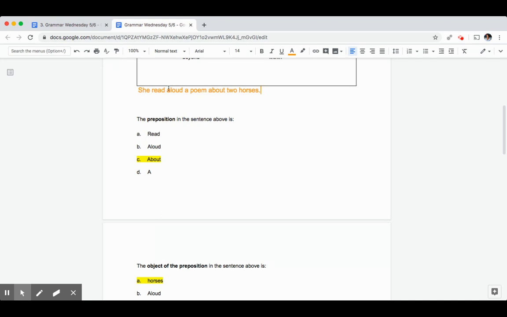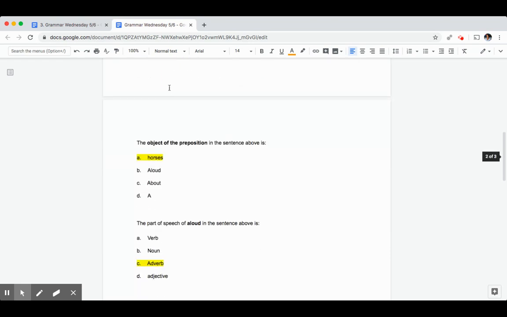Actually, aloud is describing how she read. It's saying that she read aloud. So, what do we call a word that describes a verb? Because in this sentence, read is the verb. It's what she is doing. Exactly. The word that describes a verb is called an adverb. So the word aloud in this sentence is functioning as an adverb. It is describing a verb.